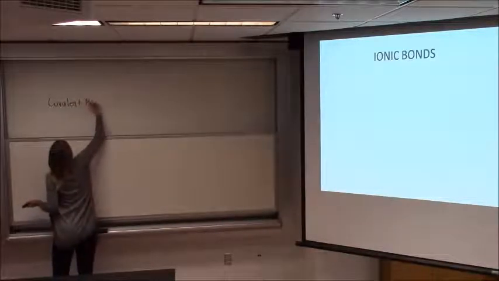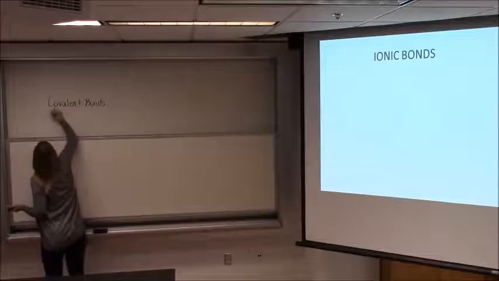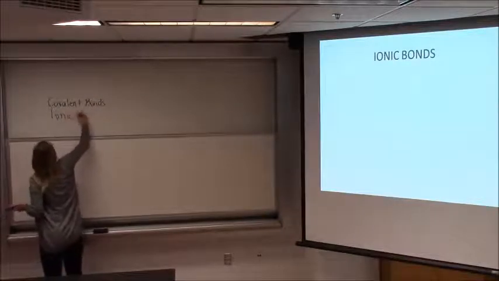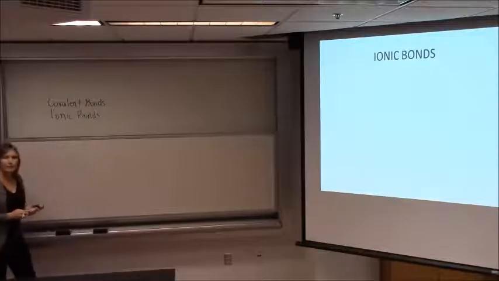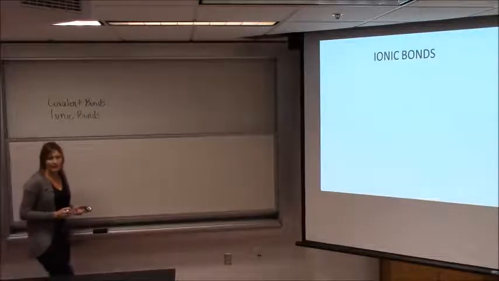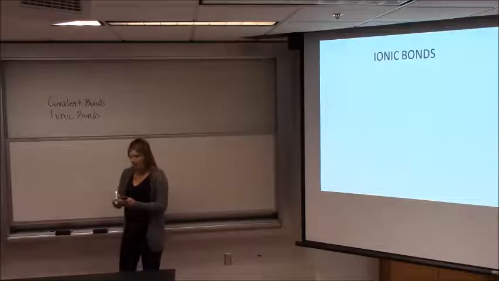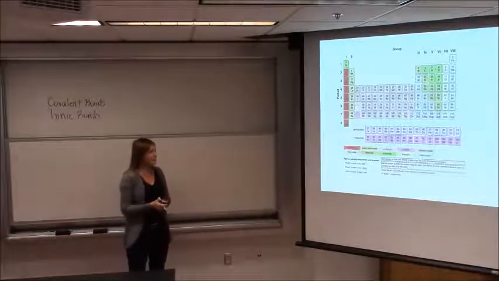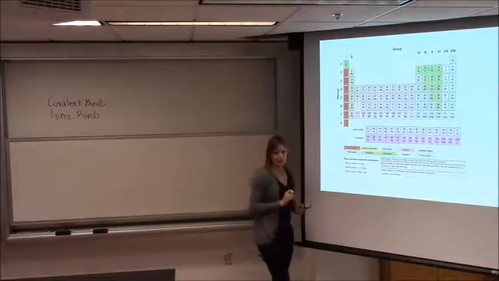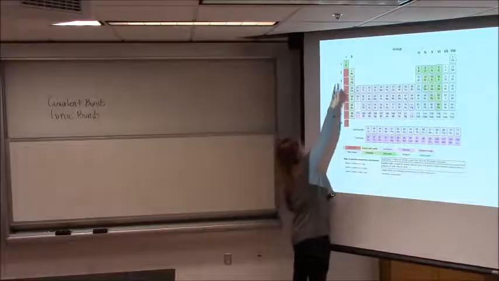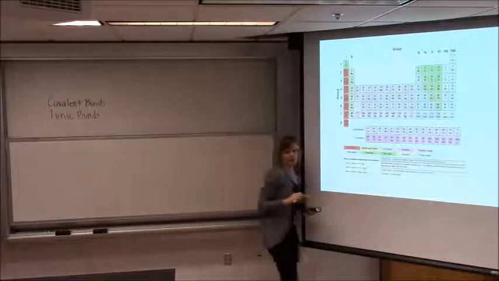Now we're going to start talking about the second category, called ionic bonds. And in order to understand ionic bonds, you first have to understand what an ion is. Okay, so when we look at the periodic table, every element as it appears here is called an atom. So that would be a hydrogen atom, a lithium atom, a sodium atom.